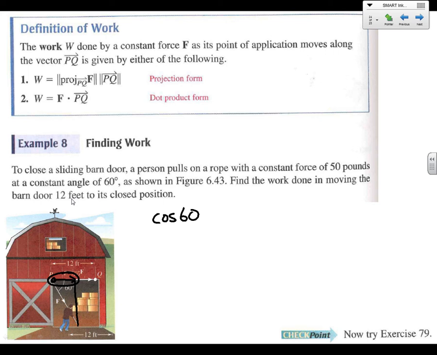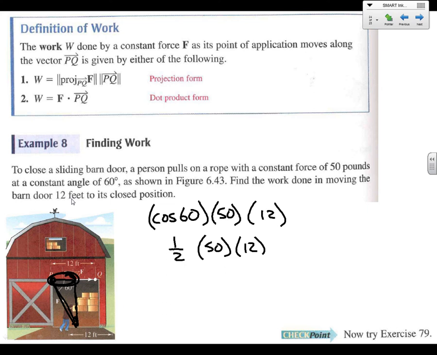And that distance times this length, the hypotenuse, which is 50, is the projection of the diagonal back onto this direction. So then we just need to times it by the original PQ, which is 12, and so the cosine of 60 works out very nicely to be a half times 50 times 12. Half of 50 is 25, and 25 times 12 works out to be 300 exactly.